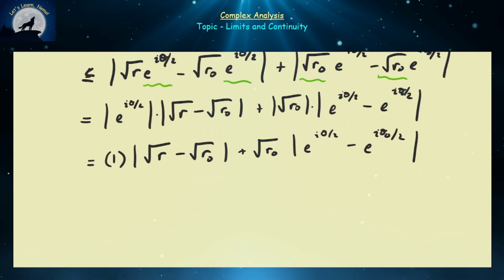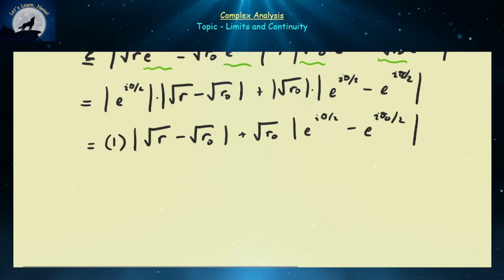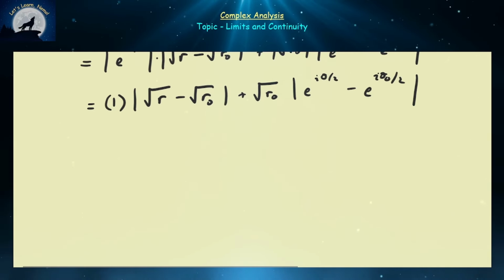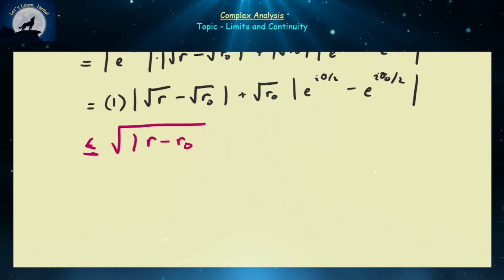Now, I'm going to pull some inequalities that we learned in the realm of complex variables, in particular the square root of a minus the square root of b, and you can prove this using derivatives. This will be less than or equal to the square root of the difference between r and r naught. So that's the first thing that you should try and prove.